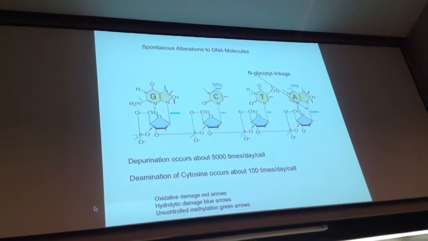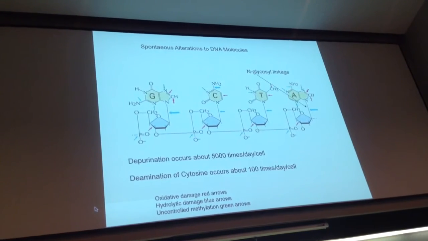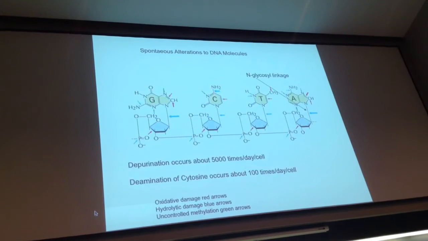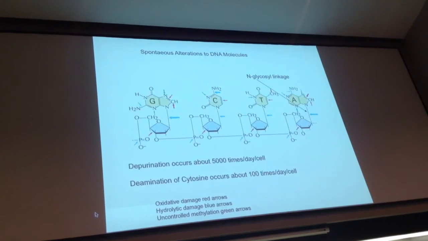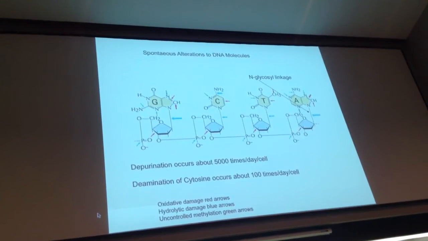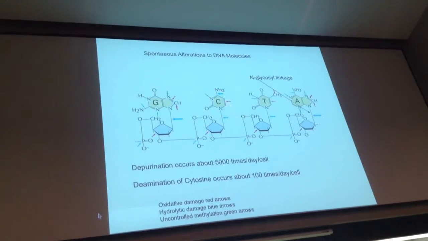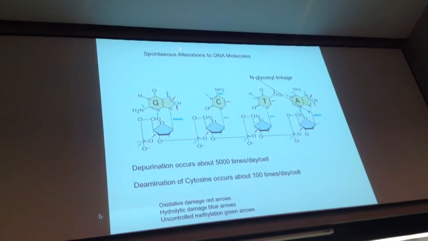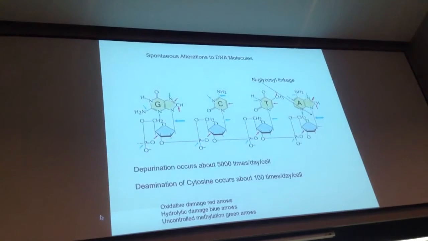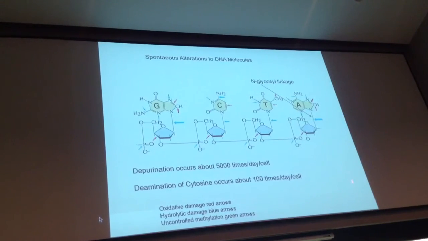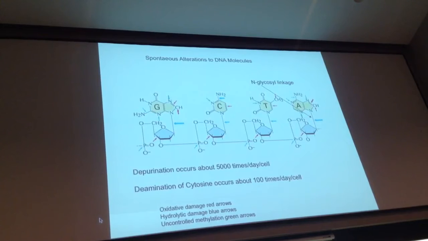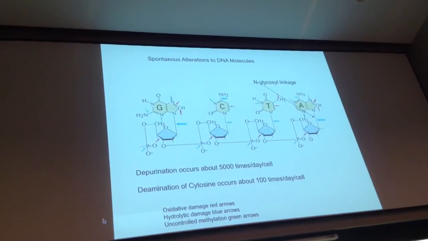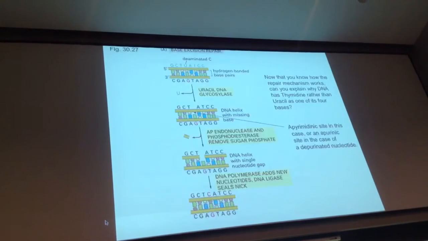What happens when this is deaminated? It becomes a what? If you remove this amine group and you put an oxygen there, it becomes uracil. If that's left there, then when this strand replicates, rather than a CG pair, the uracil pairs to an A, and then the next time around that A to a T, and you've changed a CG pair for an AT pair. 100 times a day per cell. 100 chances for every cell, most of the cells in your body, to develop a mutation. So they'll have to be corrected, and we have ways to correct them.